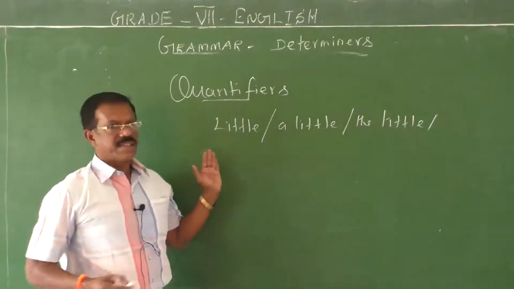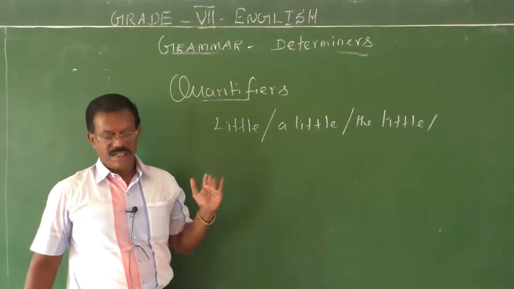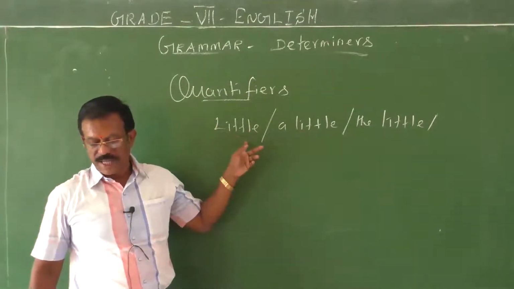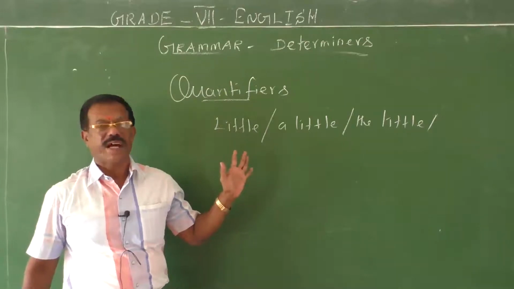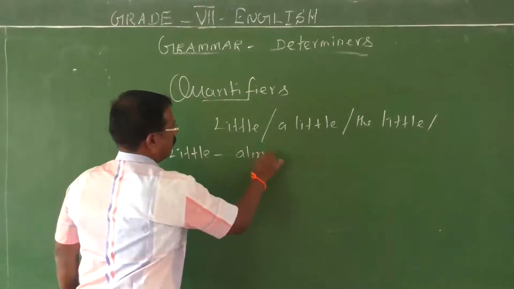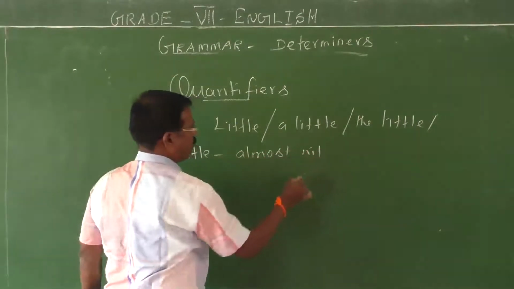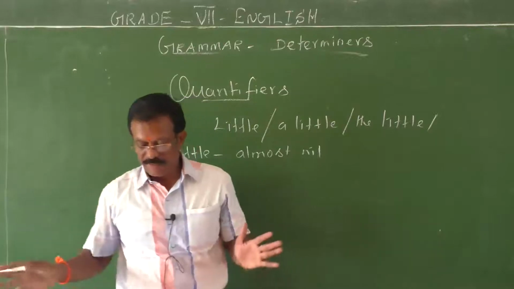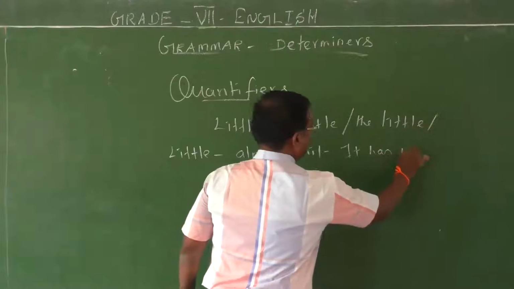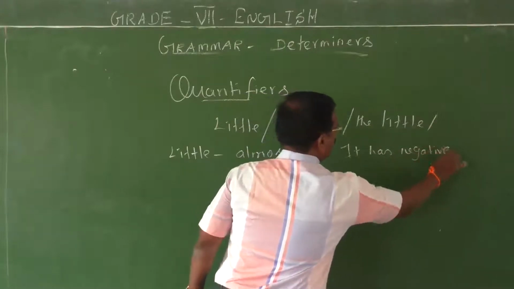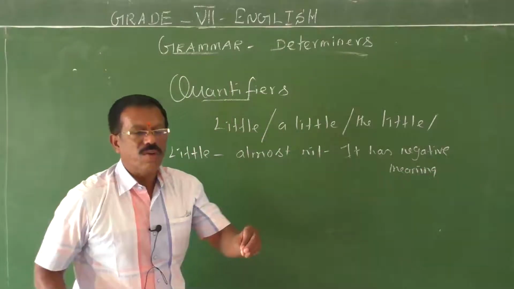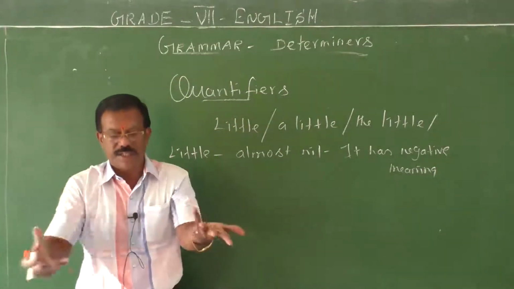How are these quantifiers used in a sentence? Let me explain. First, little. What does it mean? It means almost nil in quantity. Almost nothing. It has a negative meaning. For example, there is little water in the glass. It means there is no water at all.